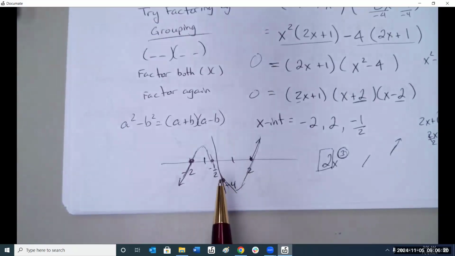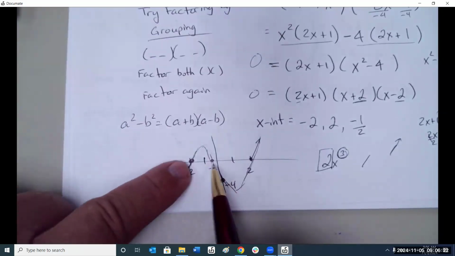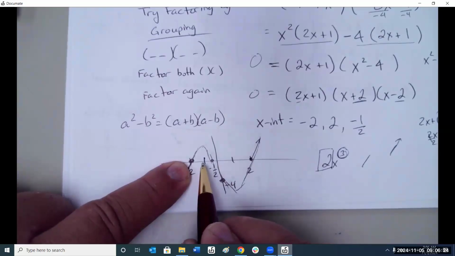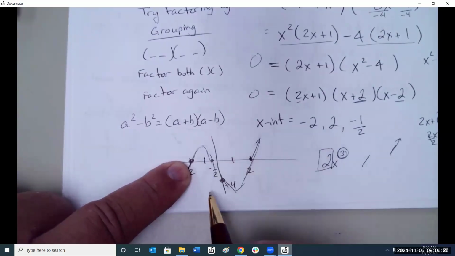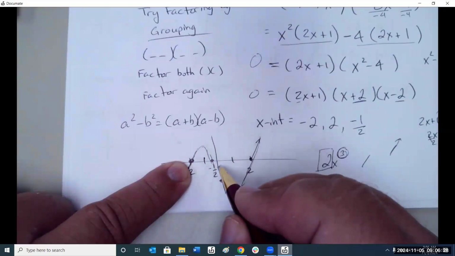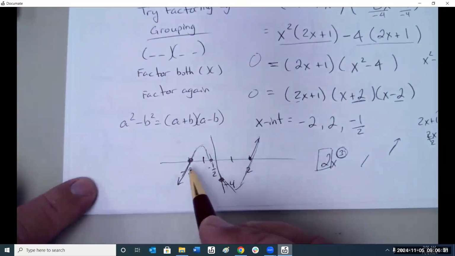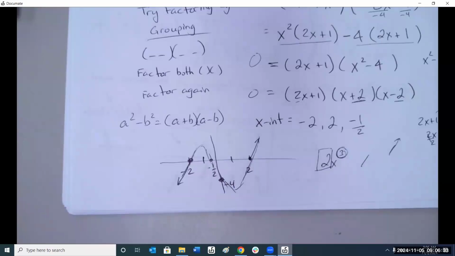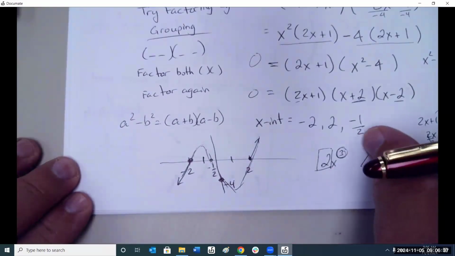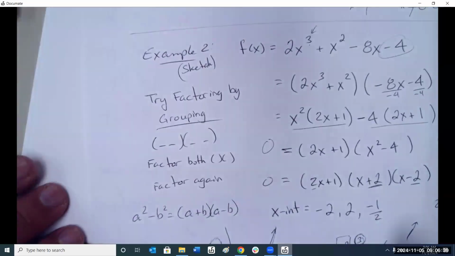Now, at this, what you would have to do is, since we found the x-intercept, pick a point, plug it in there, see if it's positive or negative. If it's positive, you know the graph has to go up here. If it's negative, then it'd stay down here. But there's a shortcut to that. It's called multiplicities.